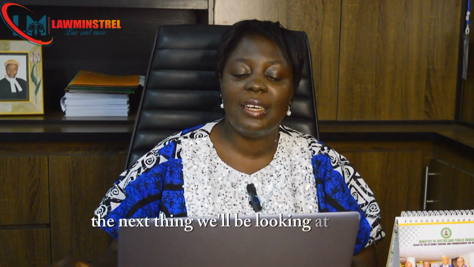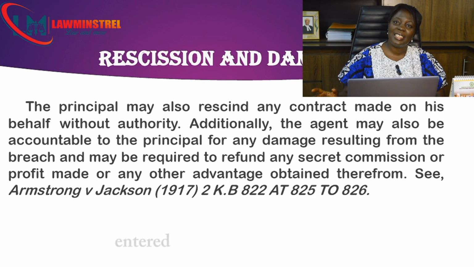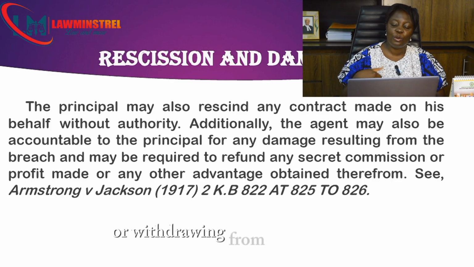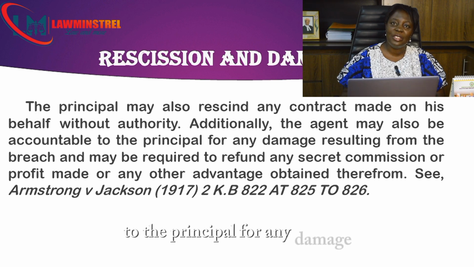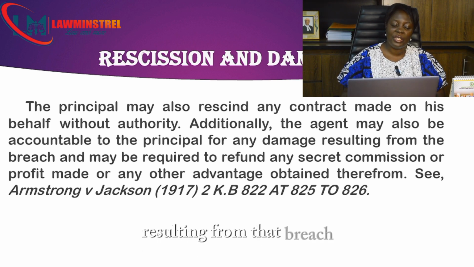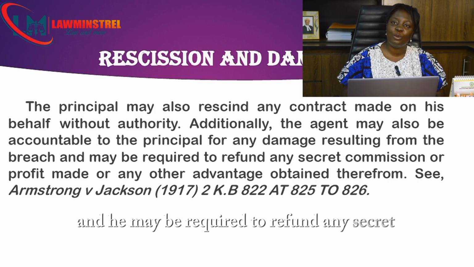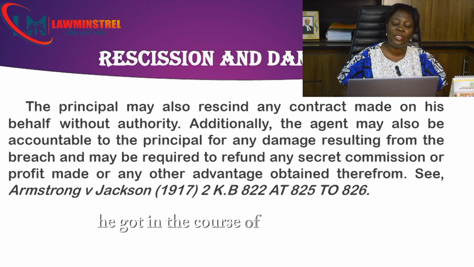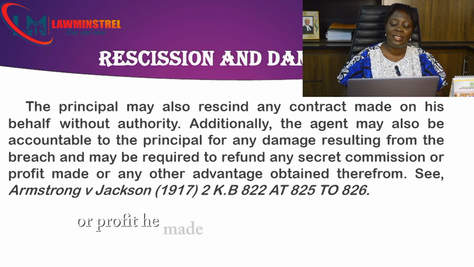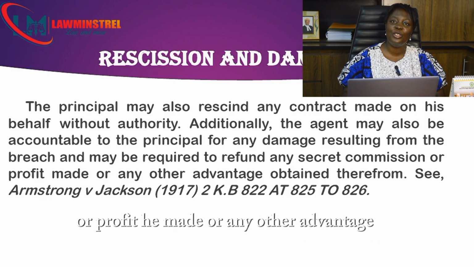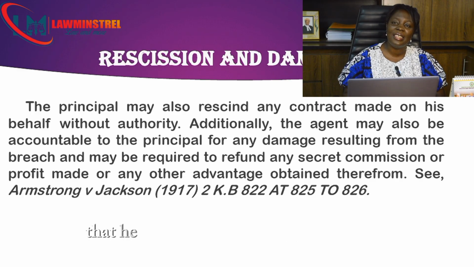Then the next thing we'll be looking at now is rescission and damages. The principal may rescind any contract entered on his behalf by the agent without his authority. Now, in addition to rescinding or withdrawing from that contract, the agent may also be accountable to the principal for any damage resulting from that breach, and he may be required to refund any secret commission he got in the course of entering such a contract, or profit he made, or any other advantage he obtained from such a contract that he entered without the authorization of his principal.